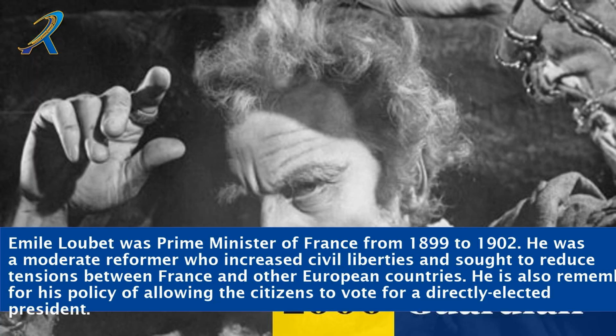Émile Loubet was Prime Minister of France from 1899 to 1902. He was a moderate reformer who increased civil liberties and sought to reduce tensions between France and other European countries. He is also remembered for his policy of allowing the citizens to vote for a directly elected president.